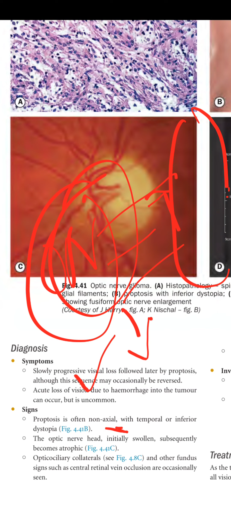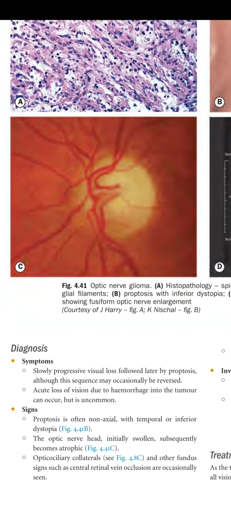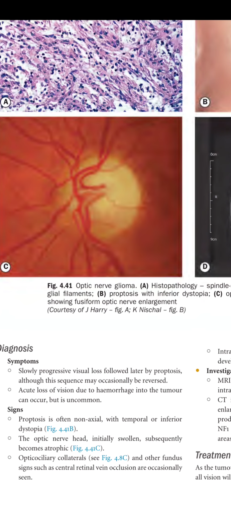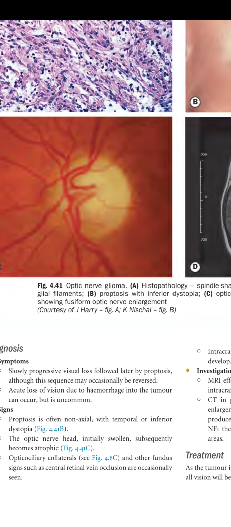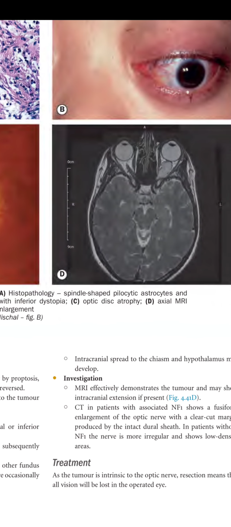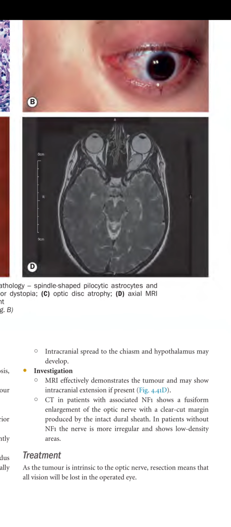The optic nerve head is initially swollen, and subsequently becomes atrophic. So of course the tumor is compressing the optic nerve, so it will cause optic nerve head swelling and atrophy as well. Optociliary collaterals and other fundus signs such as retinal vein occlusions are occasionally seen. Intracranial spread to the chiasm and hypothalamus may develop. Very important, it can have an intracranial extension as well.